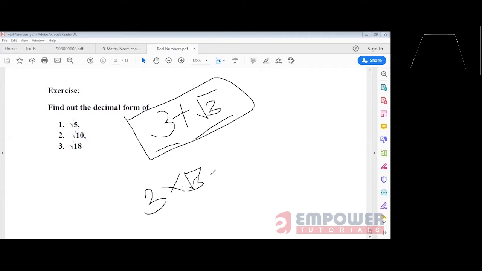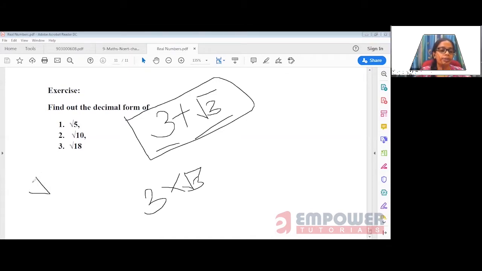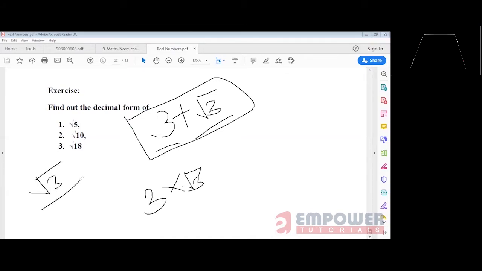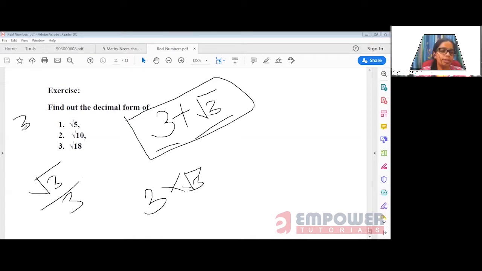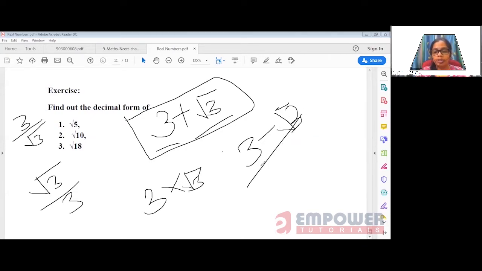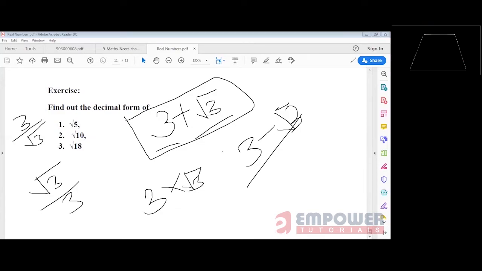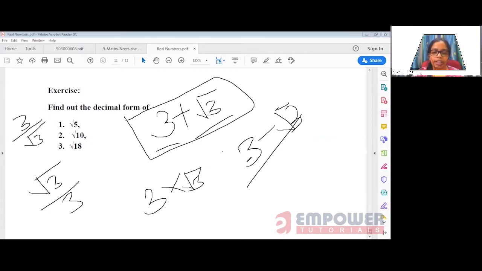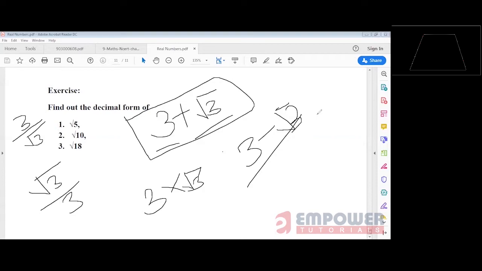Can I divide root 3 by 3 or 3 by root 3? Or can I subtract root 3 from 3? Tell me. Can I subtract root 3 from 3? No. Okay. Why not? Can you tell me, can I subtract root 3 from 3? No, ma'am. Why not?